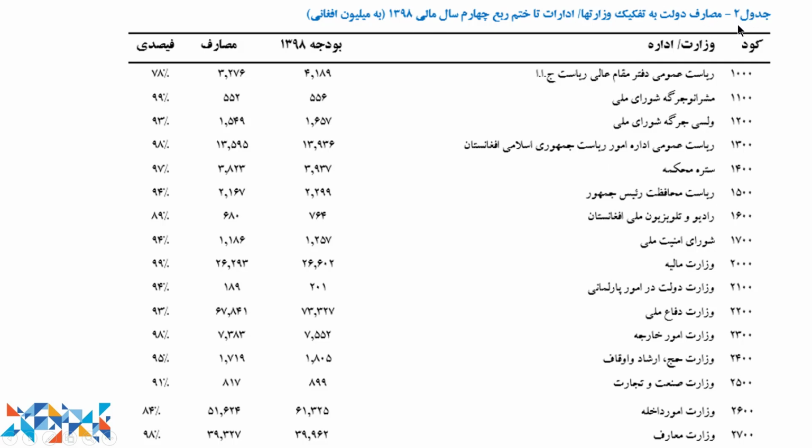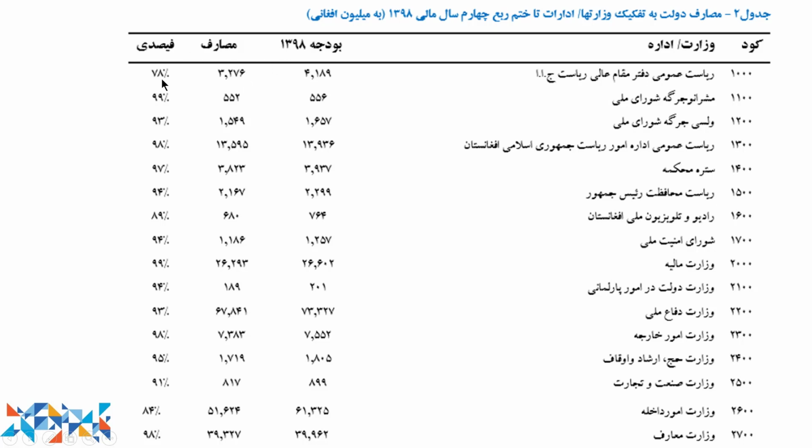What is mentioned here? A table of government expenditures, broken down by ministries and departments, until the end of the fourth quarter of fiscal year 1398, in millions of Afghanis. These are the codes, for example. Code 1000 is the General Directorate of the Office of the President, for example. Code 11 is the National Assembly. For example, these are the codes which are given for each of them. For example, the General Directorate of the Office. How much is the budget? For 19, this was the goal, and this much is expended.